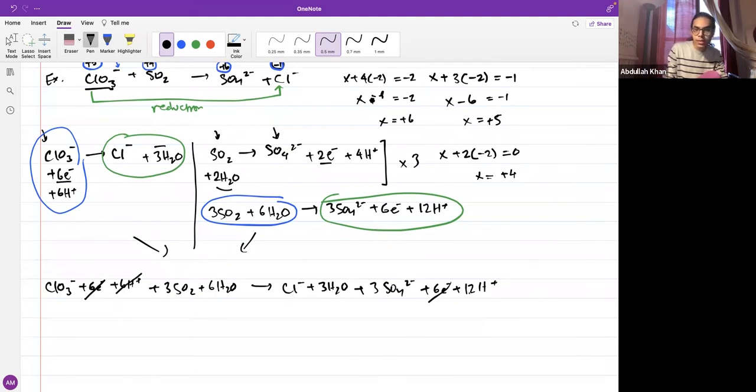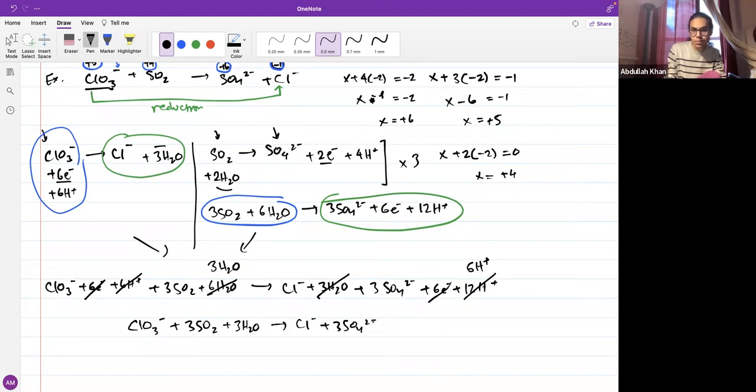6 H pluses cancels with the 12 H pluses to make this 6 H pluses. 3 water molecules cancels with the 6 water molecules to become 3 water molecules. I'm just canceling out commons on each side. And so the cleaned out version is this plus 3 SO2 plus 3 H2O gives Cl minus plus 3 SO4 2 minus plus 6 H plus. Great. This is done in acidic medium.